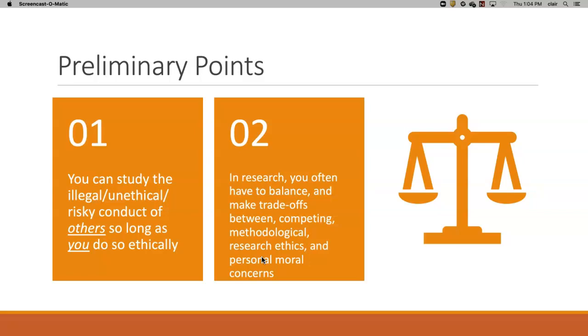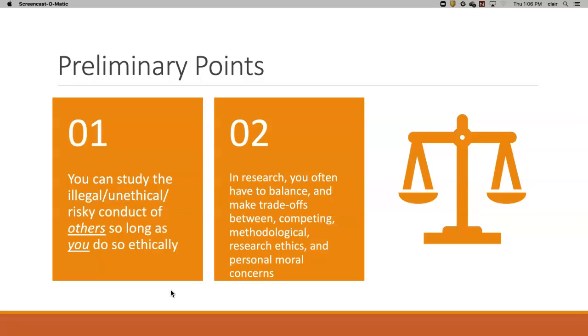All right. The second point is that when you're doing research, you're often trying to balance and making trade-offs between a number of different things, and they're often competing with one another. So there's methodological concerns, there's ethical concerns, and there can be personal and moral concerns. And balancing these things is definitely more of an art than a science. And there's a number of things you need to consider, and it can be really complex. And when sociologists are doing studies, it can be really tricky to figure out which is the proper way to go.